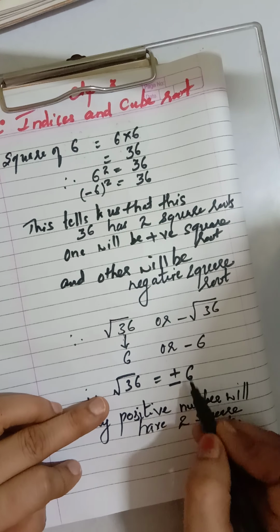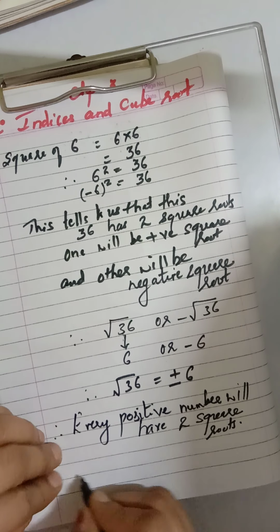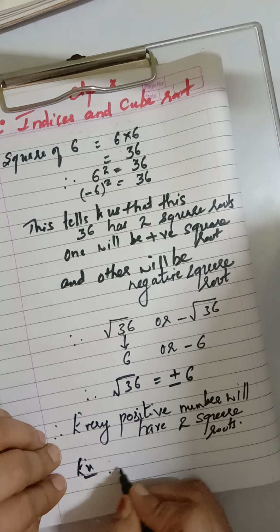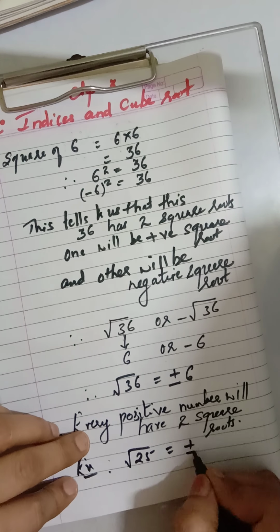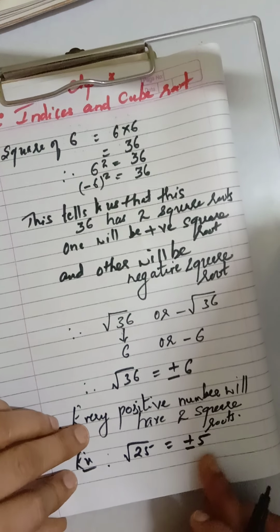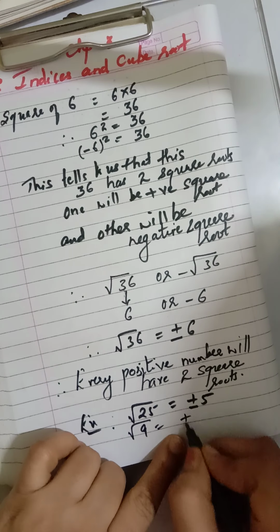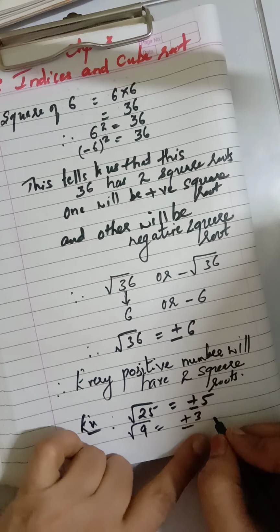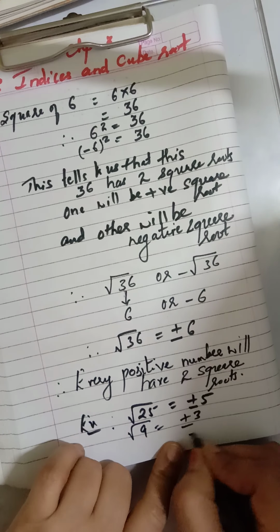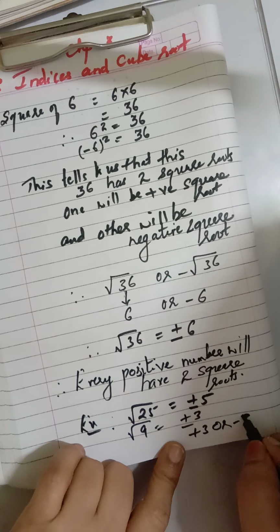This is the mathematical form we have written, where we have written plus and minus together. Suppose one more example, the square root of 25 will be plus 5 or minus 5. The square root of 9 will be either plus 3 or minus 3. If you want, you can write them separately also, or as plus 3 or minus 3. Both ways are correct.